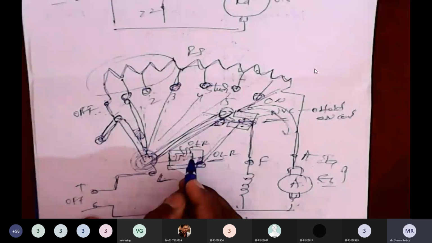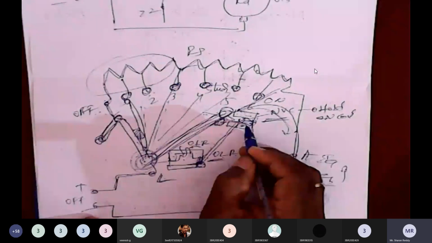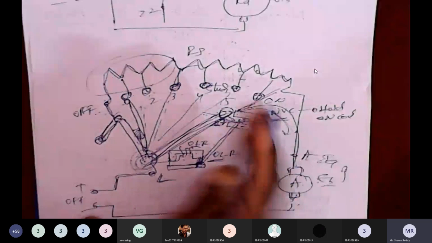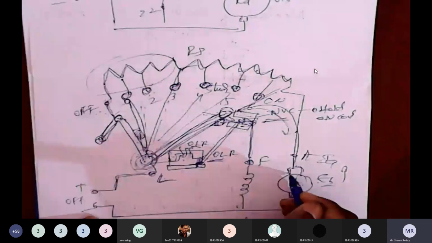So it short circuits the no-volt coil, which demagnetizes, and the handle suddenly comes back to the off position. Thus, the motor is protected against overload also. This is clear now. So this is what we call the 3-point starter.